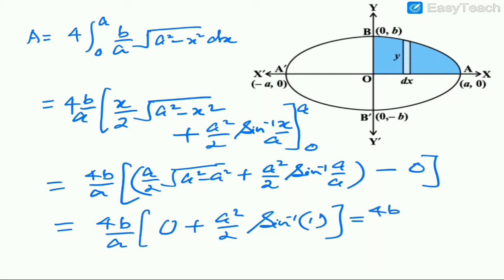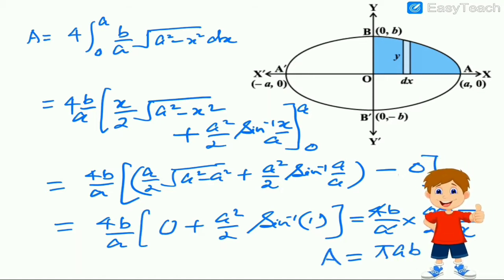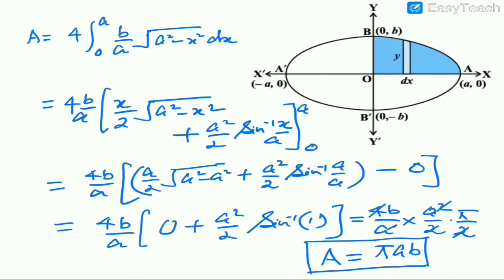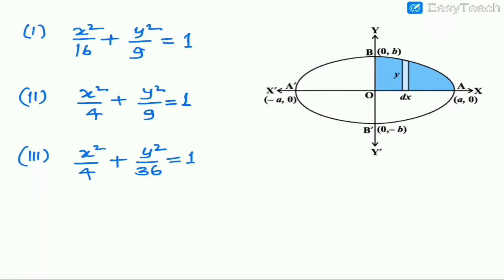So we have 4b by a into a square by 2 into pi by 2. After simplifying, this 4 is cancelled out, and the a square is cancelled out with a, so we have finally pi ab. So the area of this ellipse is pi ab. Now using the same concept, you are able to find the area enclosed by the ellipse x square by 16 plus y square by 9 is equal to 1, and similarly we can find the area of the second and third ellipses also.